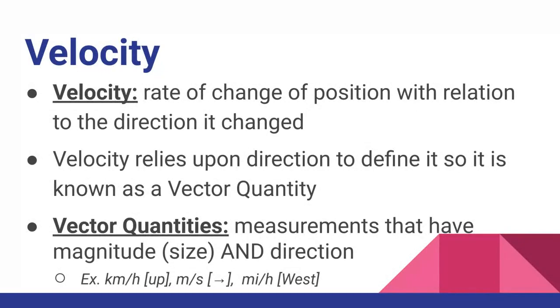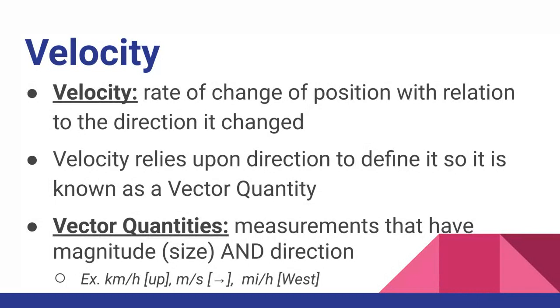Now, velocity is very similar to speed. The only difference is what you can see here in the definition. Velocity is the rate of change of position with relation to the direction it changes. That's a fancy way to say that velocity relies upon direction to define it. So what we're focusing on here is that speed is the measurement of how fast something is going, no matter the direction. Velocity is more or less the speed, but with direction. We care about direction now.